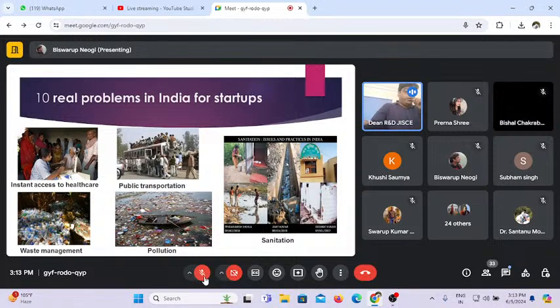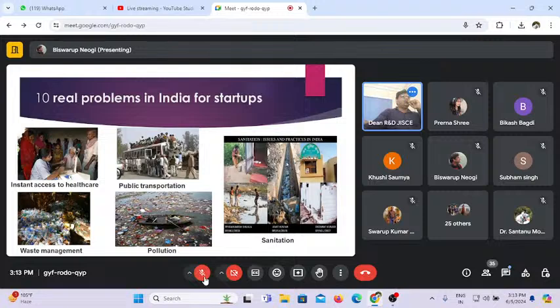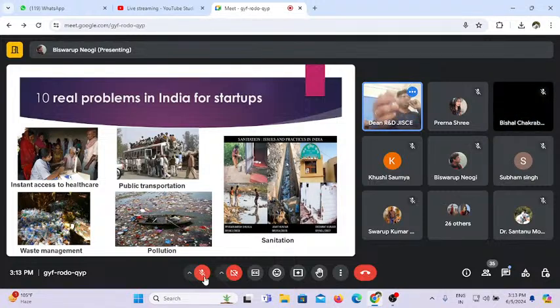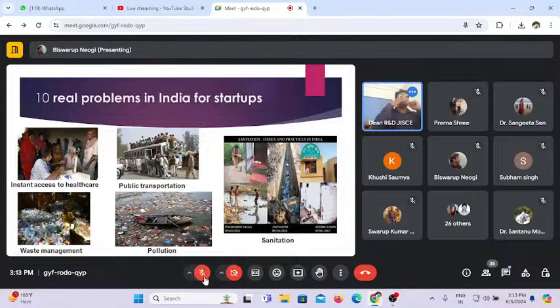In reality, the Government of India has raised this point. If you develop your startup to solve these 10 problems, you will definitely get funding from the government also. First is instant access to healthcare. Yes, if you go to the village side, till now this is not possible. I know you are already aware of this type of pictures. There is a problem of public transport. You see an overburdened, overloaded bus. Sanitation problem, pollution here and there, everywhere, different kinds of pollution. Why are we not, as engineers, overcoming all these problems with some innovation? Waste management is also another problem. Plastic bottles are creating pollution.